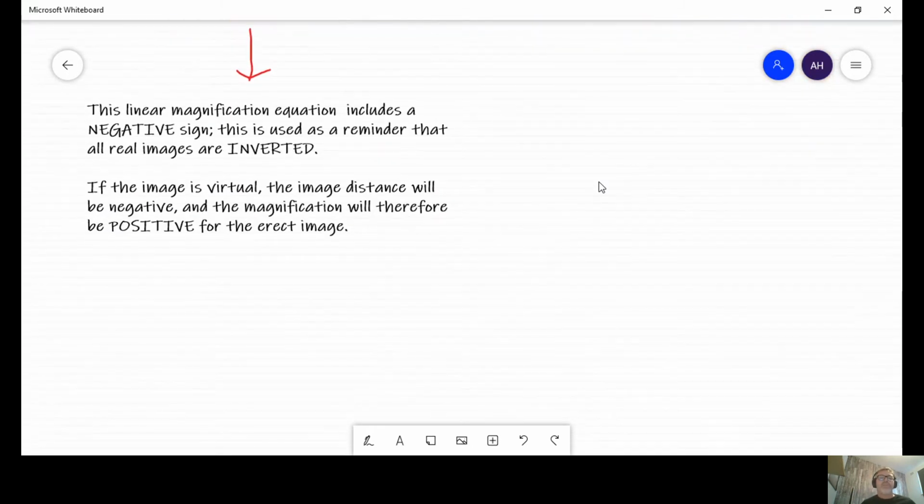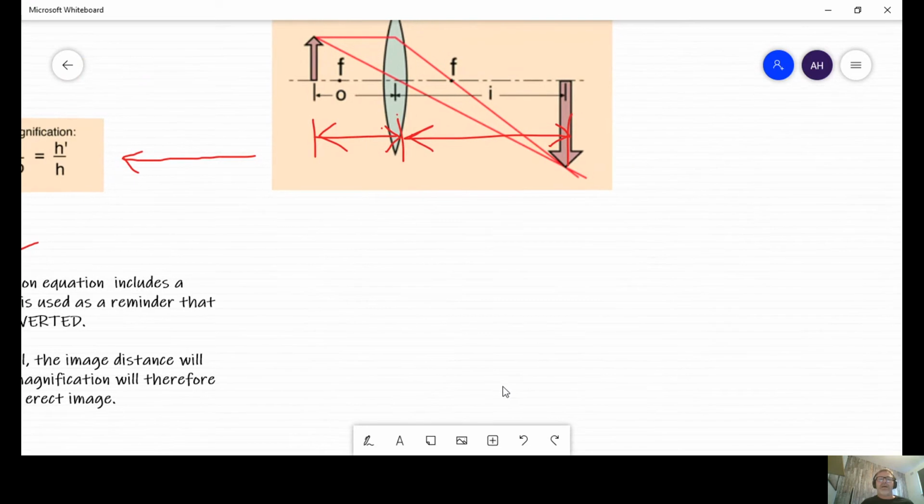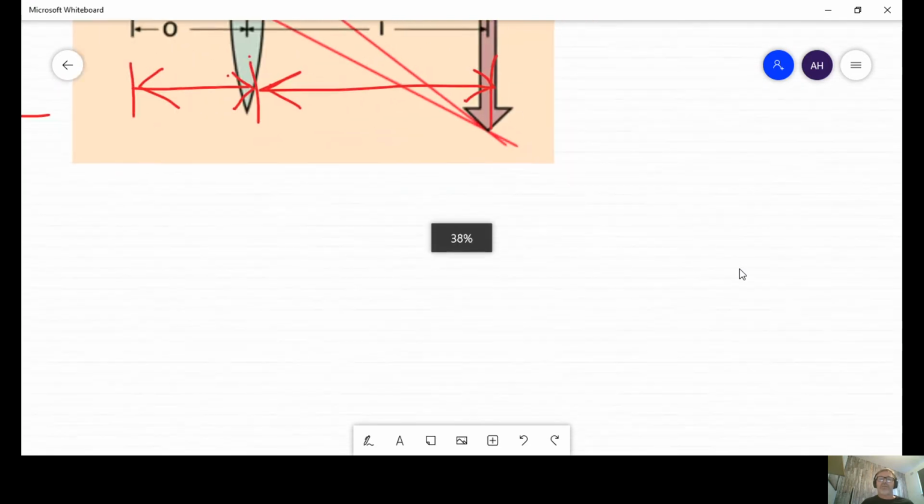If the image is virtual, so if the image has been formed in front of the lens, remember the image distance will be negative, right? It's negative because you trace the rays back, it's forming in front of the lens, not behind it. And that means the magnification will be positive for the erect image. So it's negative for inverted images, positive magnification for a right side up image, or the unfortunately named erect image.